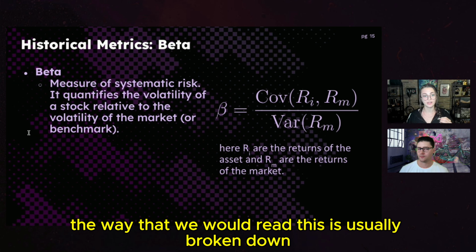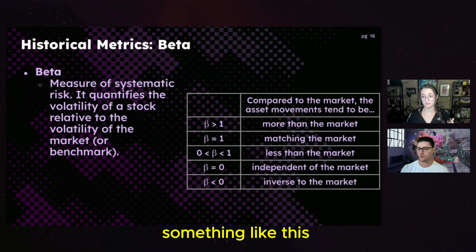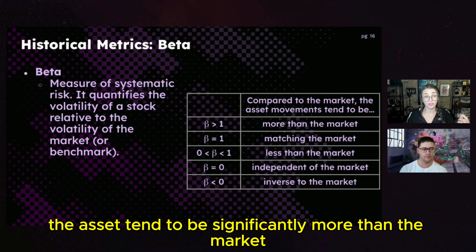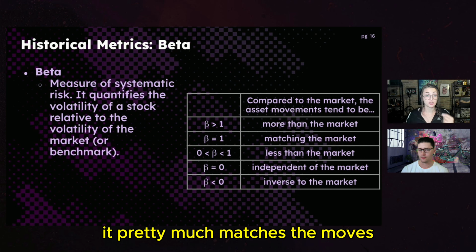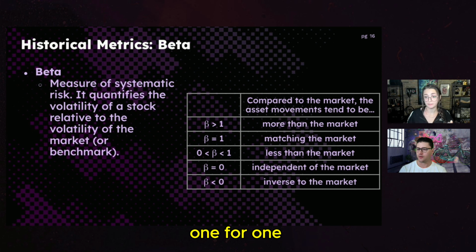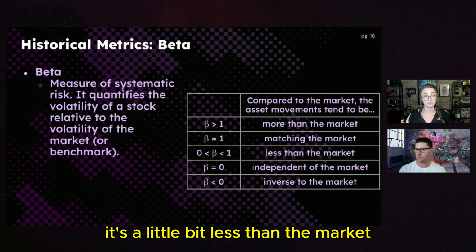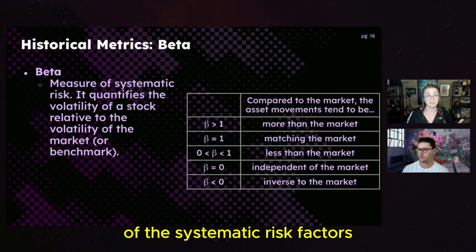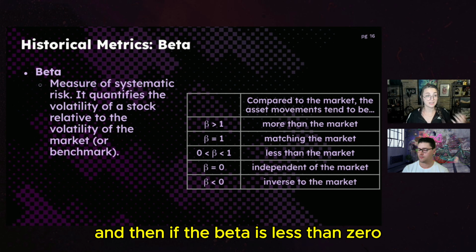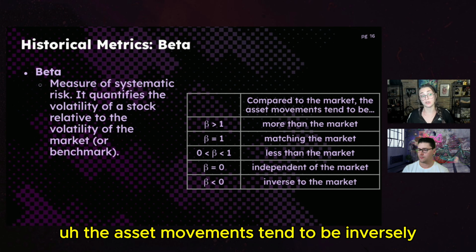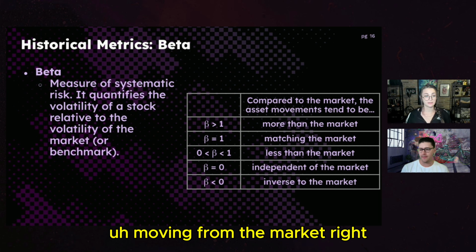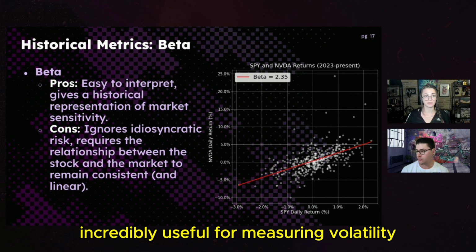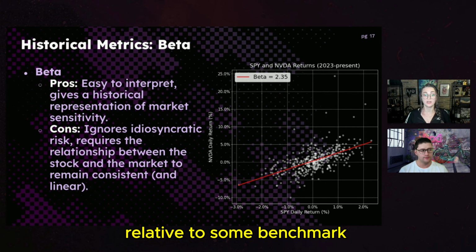So the way that we would read this is usually broken down something like this, where if beta is greater than 1, then the moves of the asset tend to be significantly more than the market. If the beta is equal to 1, it pretty much matches the moves or the volatility of the market 1 for 1. If it's between 0 and 1, it's a little bit less than the market. If the beta is 0, that means our volatility is kind of independent of these systematic risk factors. And if the beta is less than 0, the asset movements tend to be inversely moving from the market, right? Does that kind of make sense? Yeah.